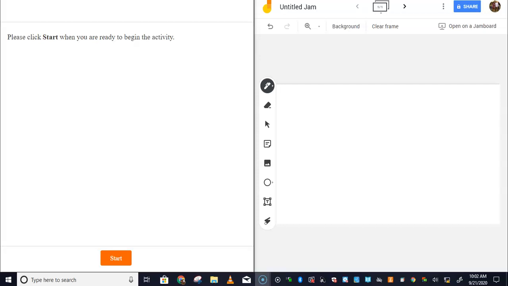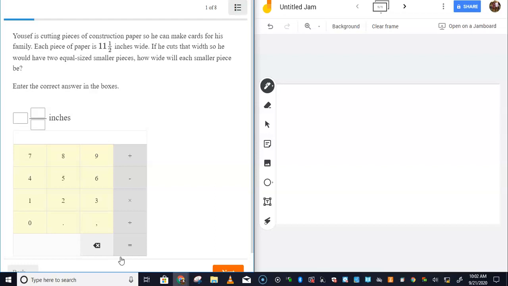This is 3.4, check understanding. You can find this on the bottom of page 86 in your book. So Yusuf is cutting pieces of construction paper so he can make cards for his family. Each piece of paper is 11.5 inches wide. If he cuts that width so he would have 2 equal-sized smaller pieces, how wide will each smaller piece be?